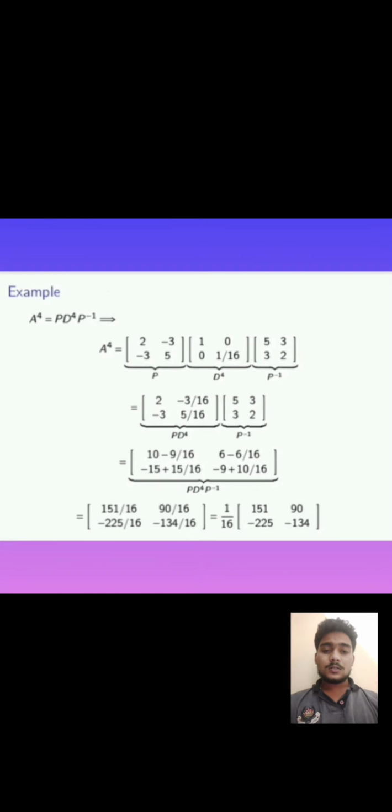we get 10 minus 9 by 16, 6 minus 6 by 16, minus 15 plus 15 by 16, minus 9 plus 10 by 16. On further calculation, we get A power 4 is equal to 1 by 16 into the matrix 151, 90, minus 225, minus 134.